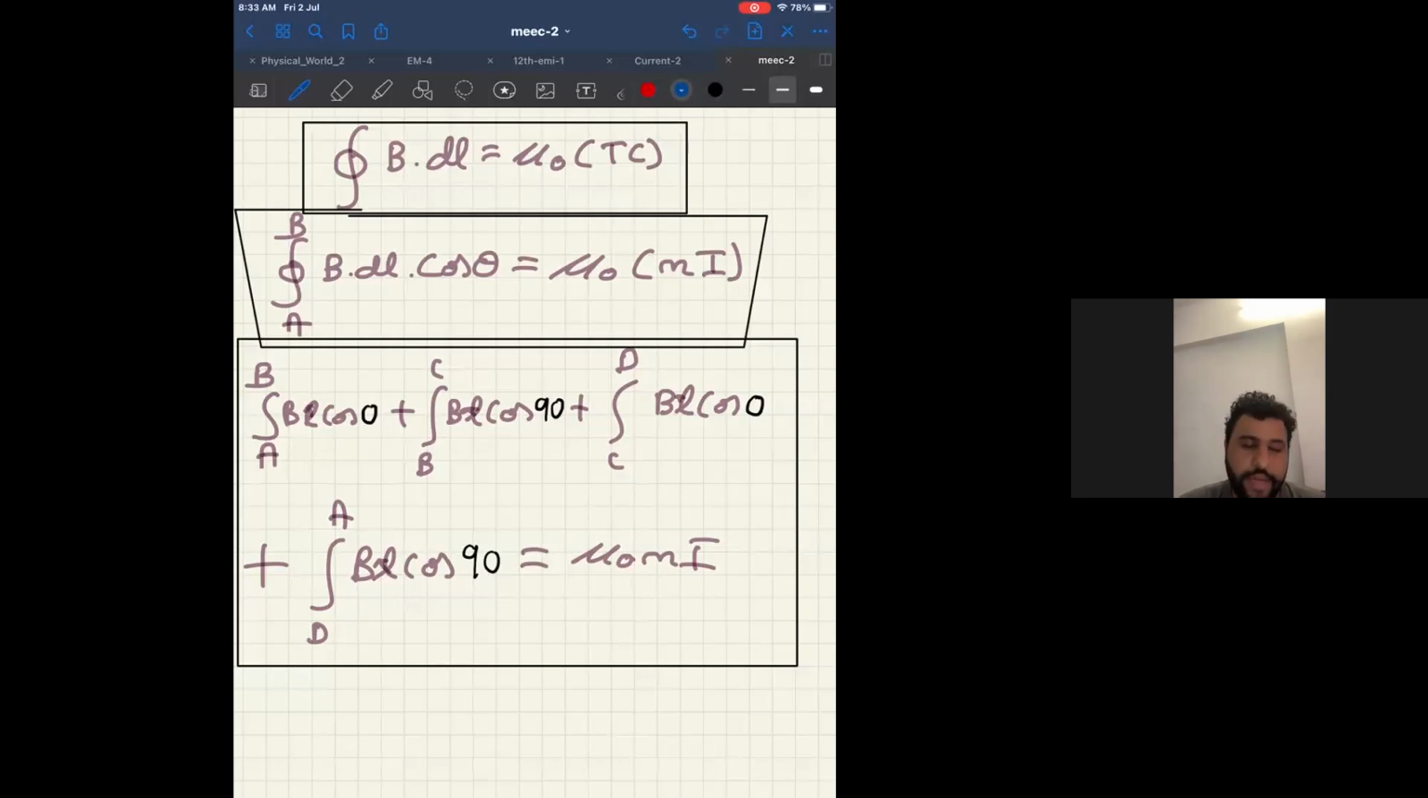Now look at the screen. Tell me what is cos 0? 1. Cos 0 is 1. Therefore, can I say in the first step, since cos 0 is 1, this term will go because cos 0 is 1. What is cos 90? 0. Cos 90 is 0. Therefore, can I say this entire term will become 0? So this entire term I can remove.